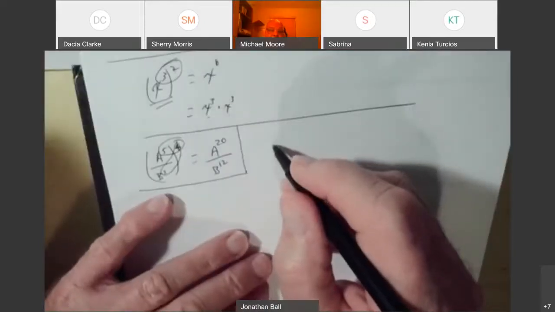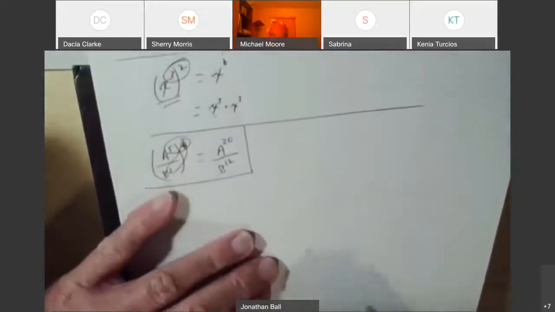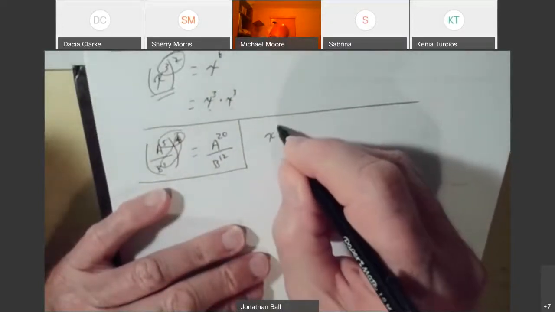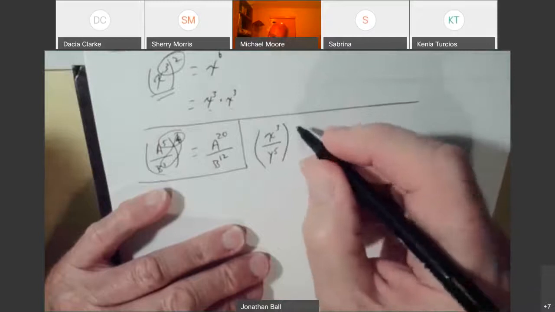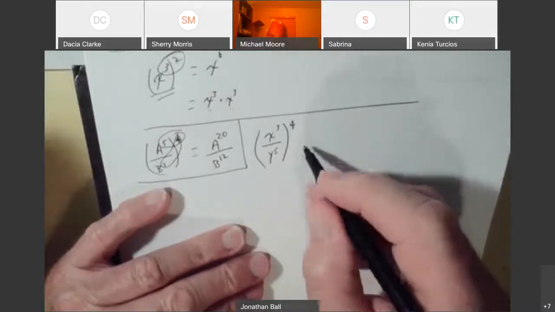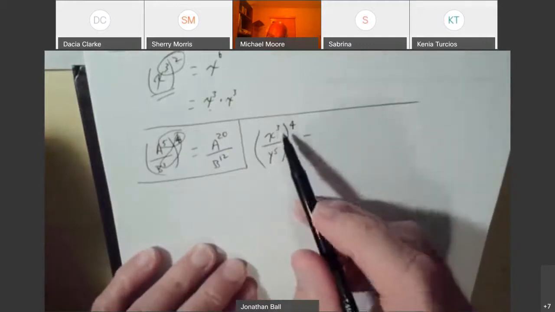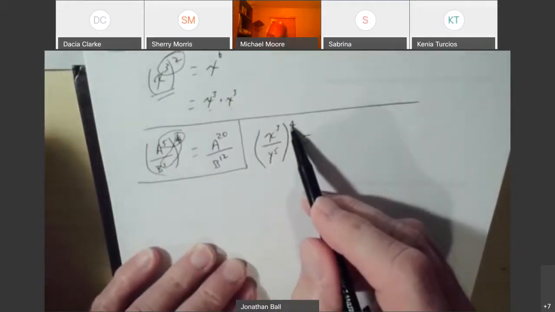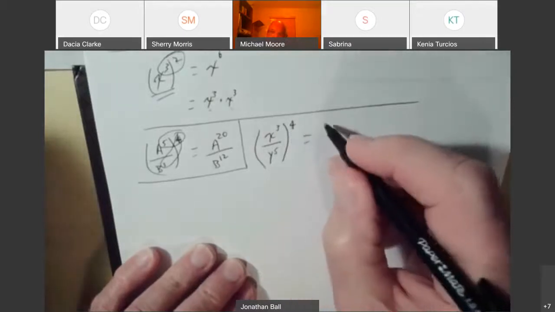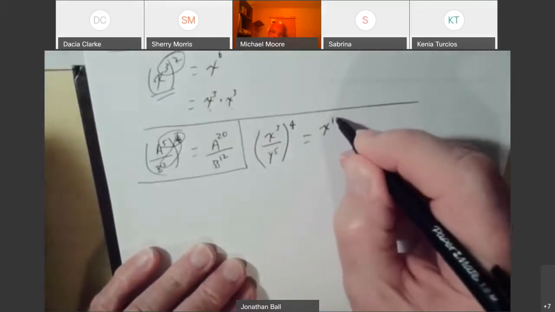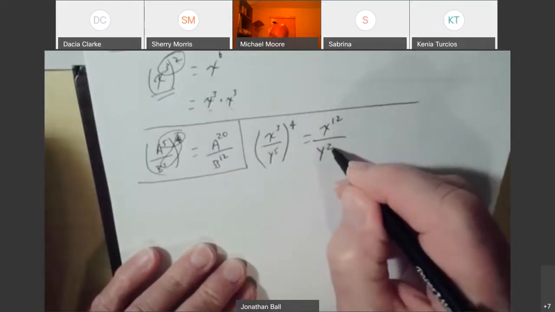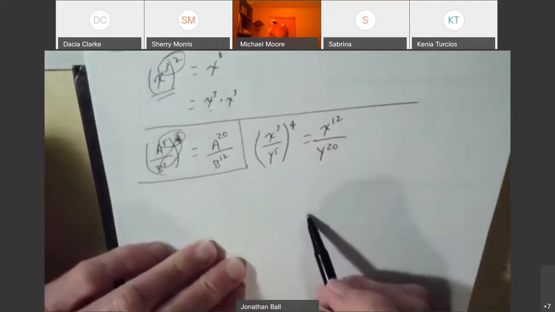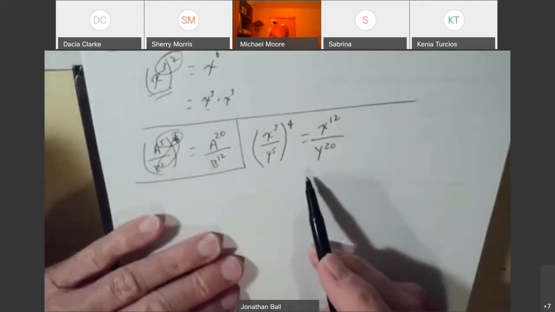Okay. When you have a power raised to a power, again, this is called the power rule. When you have x cubed over y to the fifth, all raised to the fourth power, when you have a power raised to a power, you multiply these two. So this is going to be x to the 12th, 3 times 4, over y to the 20th. Okay, power raised to a power, you multiply.